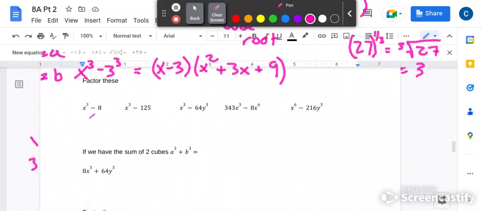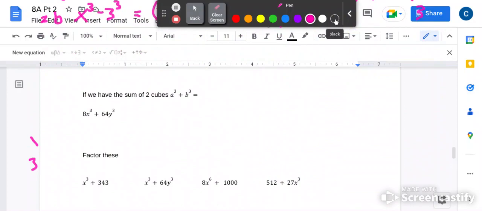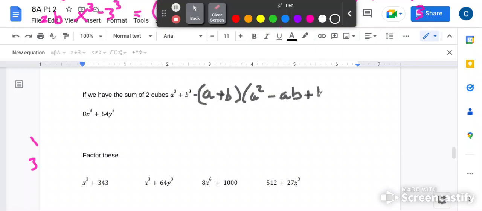All right, sum of cubes. A cubed plus b cubed. This is pretty close to the other one. This is going to be a plus b times a squared minus ab plus b squared.